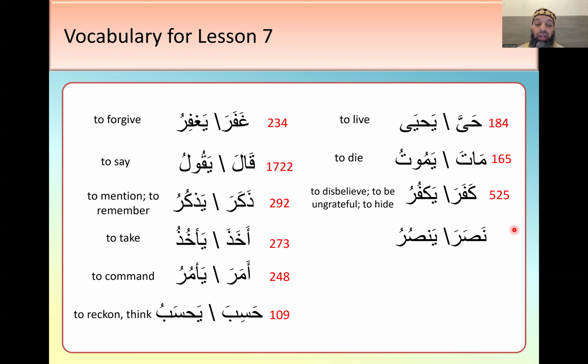525 times. Nasara yansuru. Excellent. To help. 158 times. أعوذ بالله من الشيطان الرجيم بسم الله الرحمن الرحيم إذا جاء نصر الله والفتح. When comes the Nasr of Allah and the Fath. Yeah, so it comes in the Quran. 158.